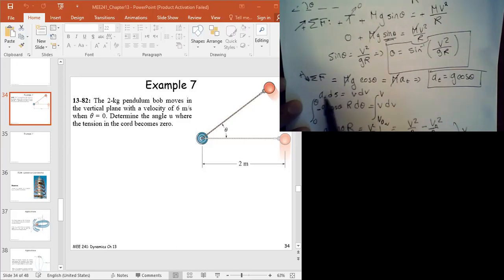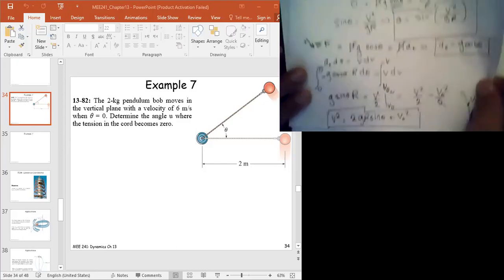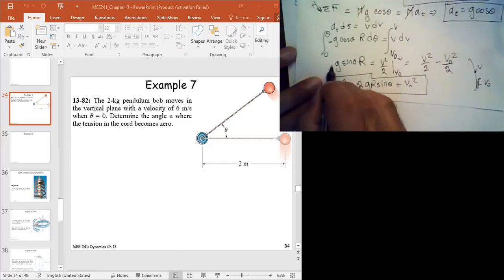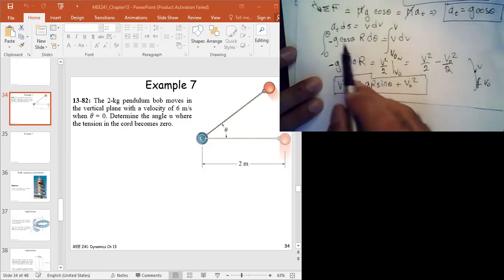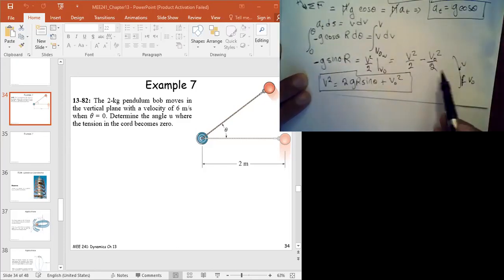Because we're doing AT ds, the acceleration here is always in the opposite direction as ds. So if ds is increasing, AT is always negative, right? So when you are doing AT ds here, you have to recognize that AT is in the opposite direction as ds. So this guy right here is actually negative. As a result, when you integrate that, the negative will carry on. So minus g sine theta r.